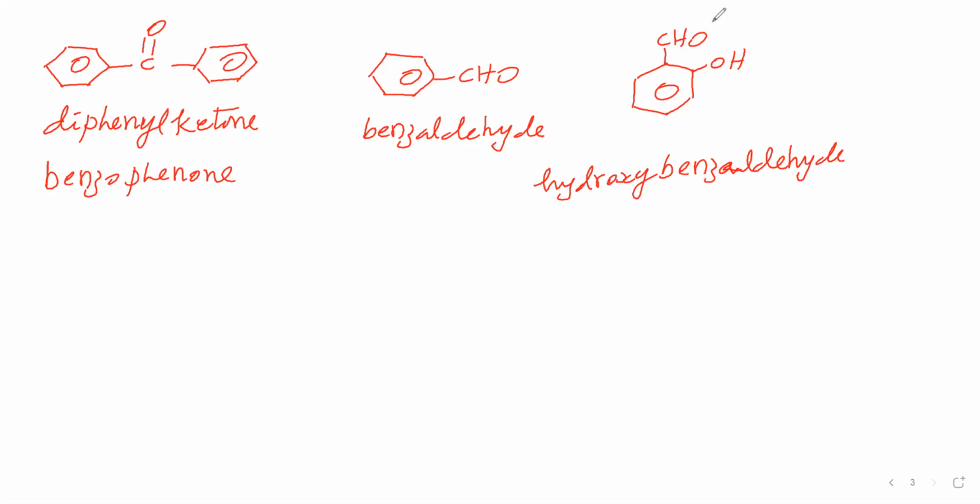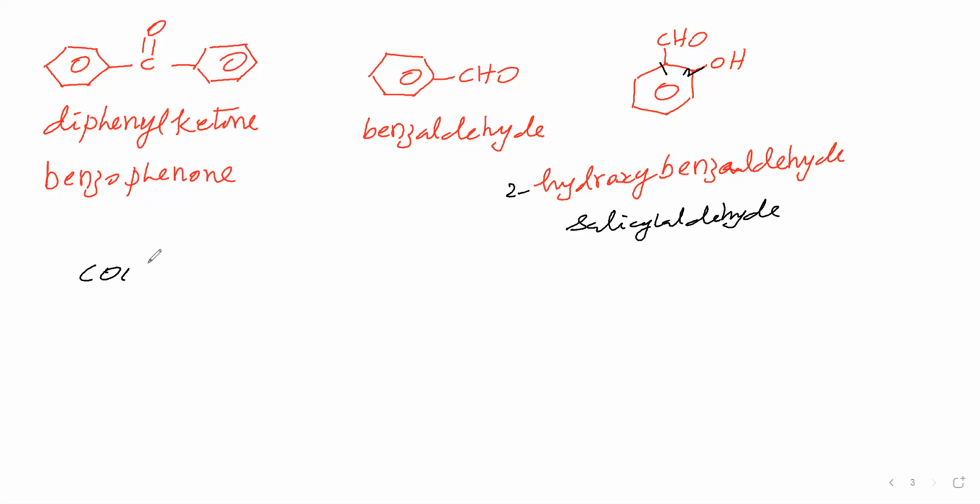Now, what is the position of this OH group? Here we said benzaldehyde, isn't it? Benzaldehyde means the aldehydic carbon attached to the phenylic carbon. That phenylic carbon must be given number 1. The aldehyde is attached to which phenylic carbon, that you give as number 1. Then the OH is at number 2. Therefore, 2-hydroxy benzaldehyde. Another name for this is salicyl aldehyde.